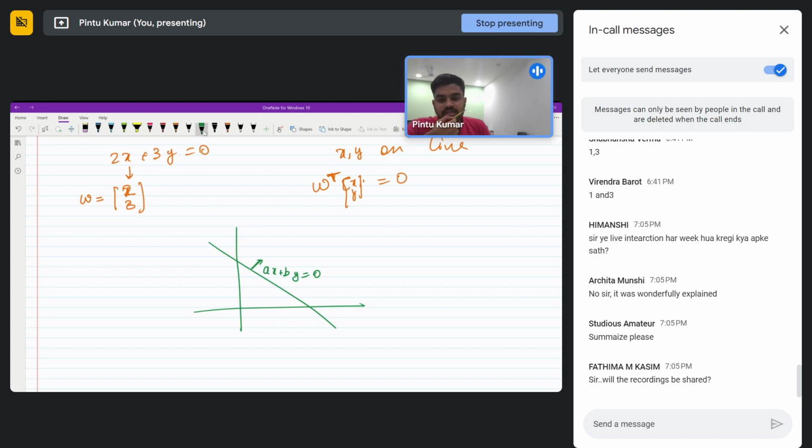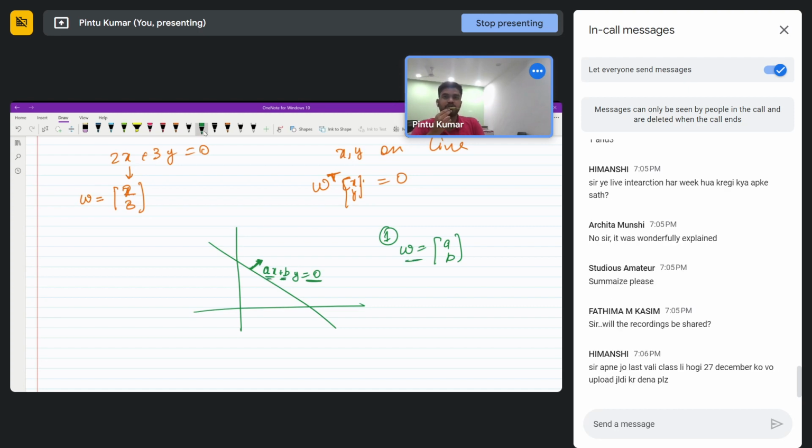So let's say the equation of your line is ax plus by equals 0. If you take a normal vector to this line, then that normal vector w is nothing but a comma b, the coefficients of your line. This is the first thing that I said: for every line you have a corresponding w that is nothing but the coefficients of x and y.